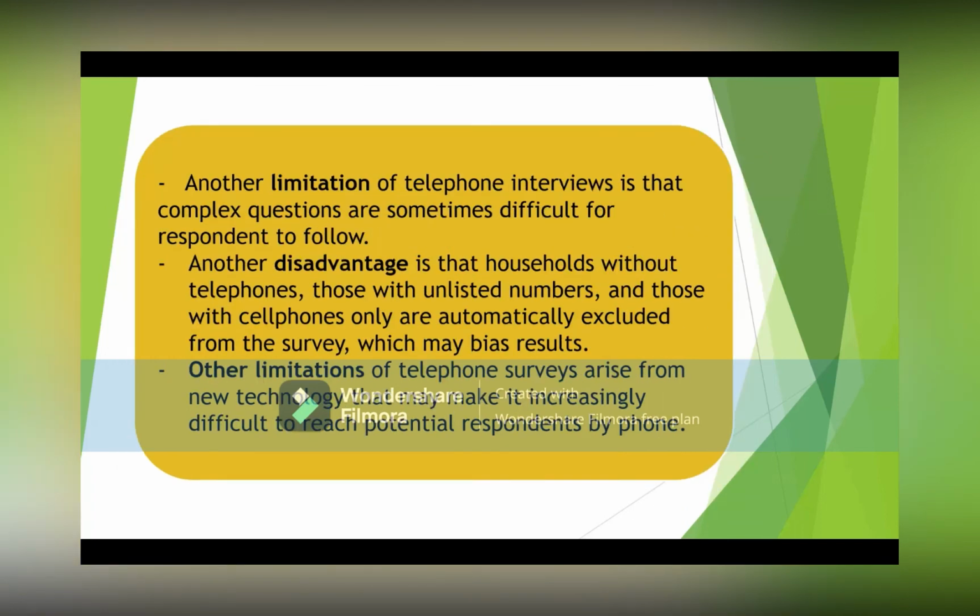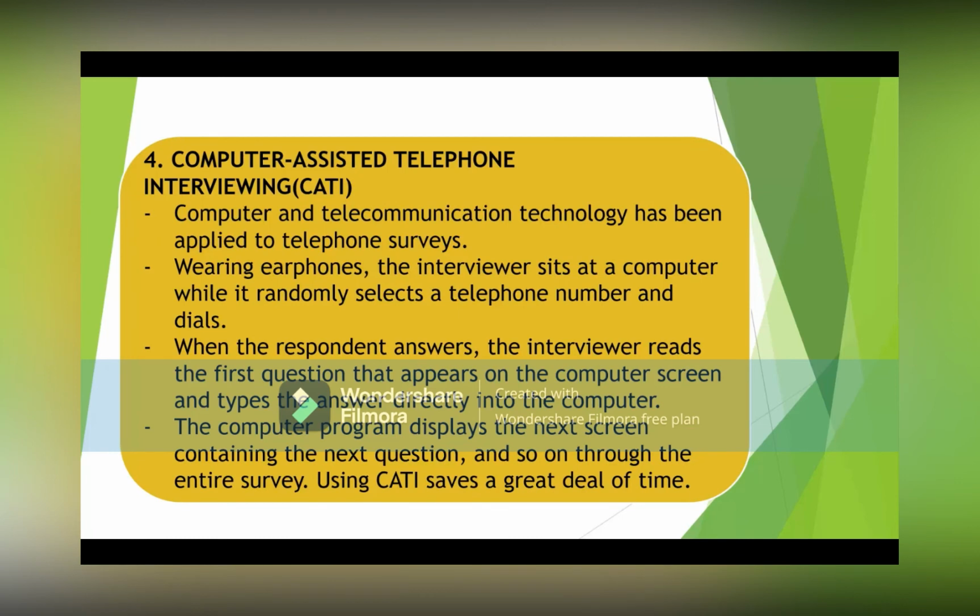Another limitation of telephone interviews is that complex questions are sometimes difficult for respondents to follow. Another disadvantage is that households without telephones, those with unlisted numbers, and those with cell phones only are automatically excluded from the survey, which may bias results. Other limitations of telephone surveys arise from new technology that may make it increasingly difficult to reach potential respondents by phone.